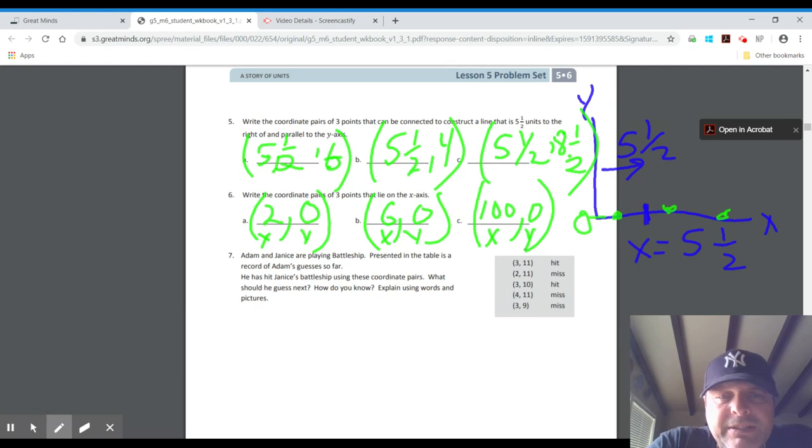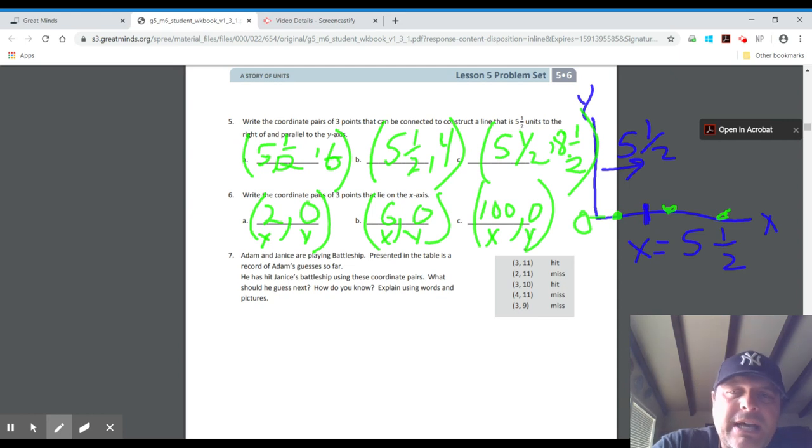Adam and Janice are playing Battleship. Yes, we did this in lesson 4. Presented in the table is a record of Adam's guesses so far. He has hit Janice's battleship using these coordinate pairs. What should he guess next? How do you know? Explain using words or pictures. Okay.